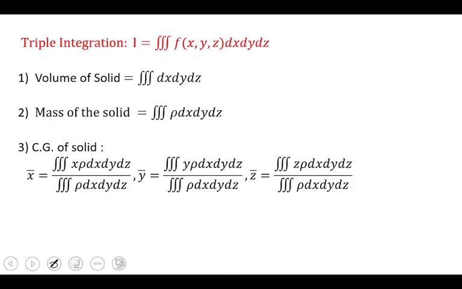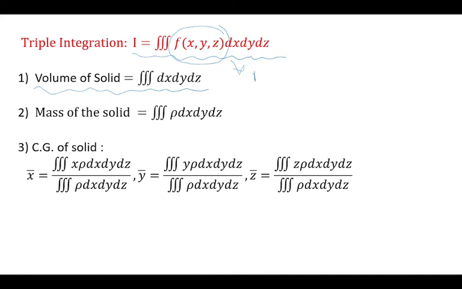Exactly a similar situation is with a triple integral. If you observe, this is our general triple integral, in which f of xyz, if it doesn't have any meaning, we are just doing the triple integration. But if this f of xyz is 1, it represents the volume of a solid. If f of xyz is rho, a density function, then it represents the mass of the solid, and we can use the formulas to get the centroid of a solid.